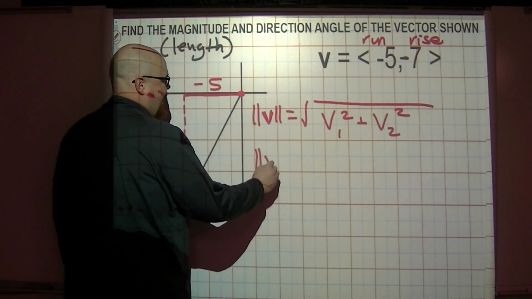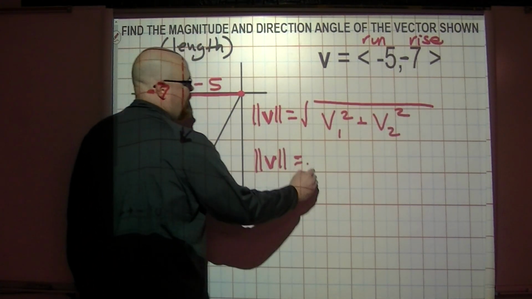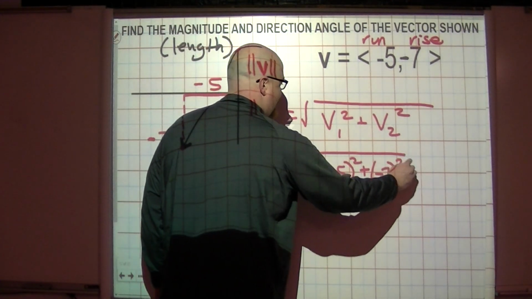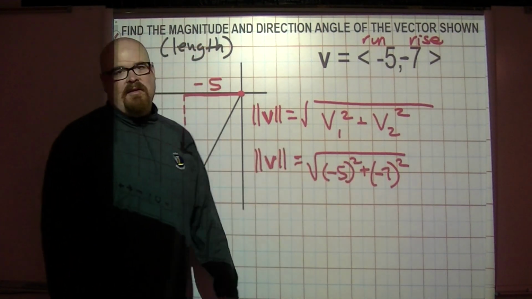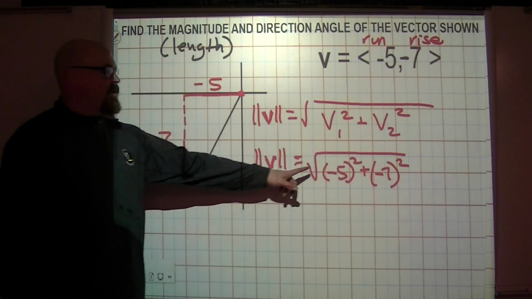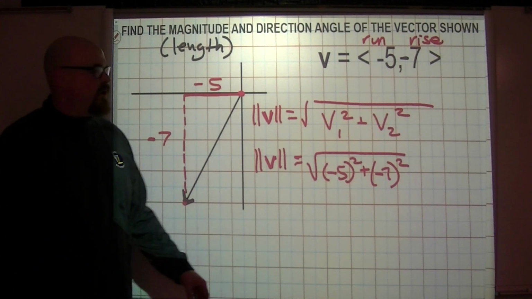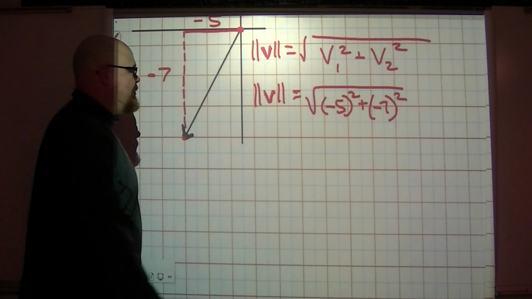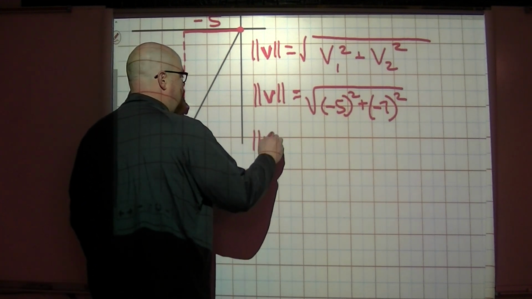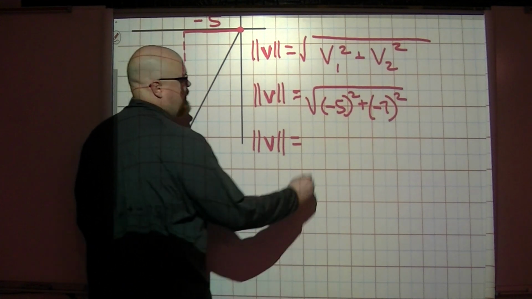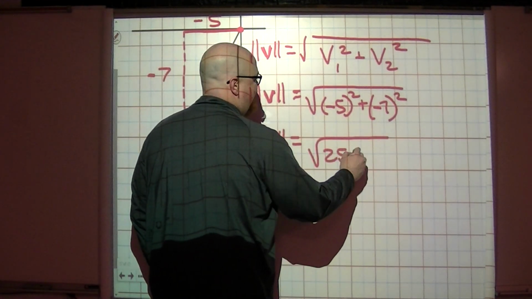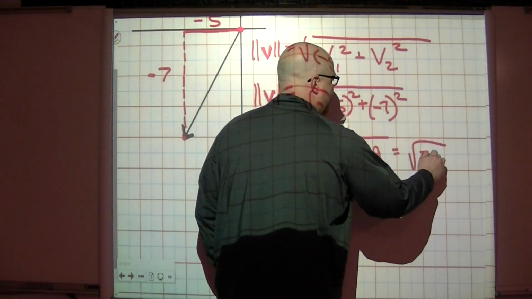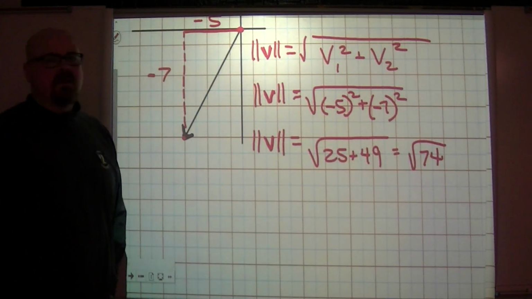So if we want to find the magnitude of vector V, we take the square root of (-5) squared plus (-7) squared. Make sure you're putting parentheses around this again for the 100th time, because when you square this, you're going to get a positive number, right? If you try to do this in the calculator without these parentheses, you're probably going to get a negative number. Okay, so from here we take the square root of 25 plus 49, which is the square root of 74.